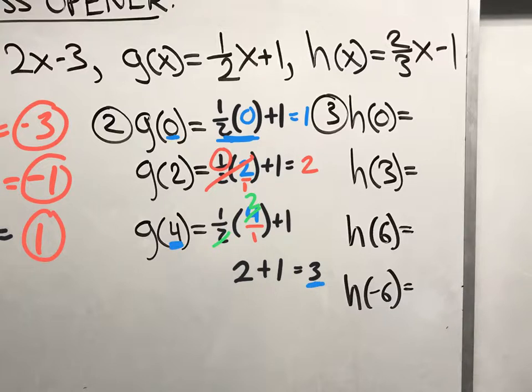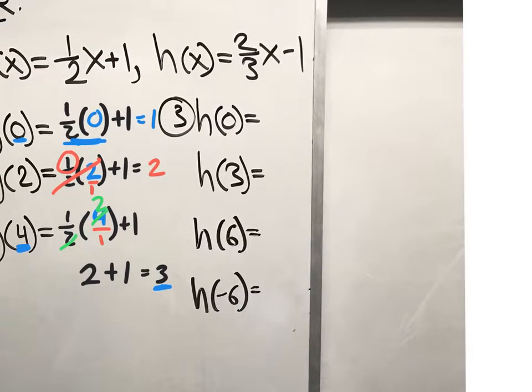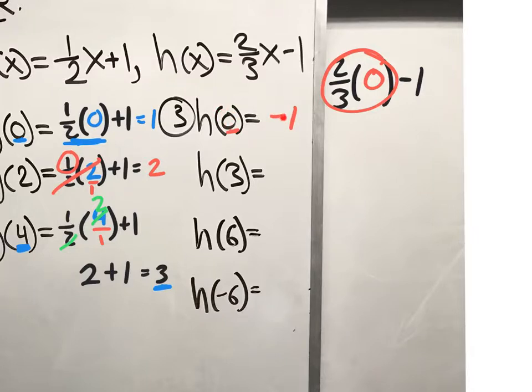Let's move on to this last one. H of x, and we're plugging in 0. So let me rewrite h of x, but with parentheses instead of x. There it is. And I'm plugging in 0. 0 is the easiest number to plug in to any function because it cancels out whatever you're multiplying it by. So 2/3 times 0, that's just a big 0. And 0 minus 1 will just give you a negative 1. So for my input of 0, my output is negative 1. My x value of 0, my y value is negative 1. So that's a coordinate, technically 0, negative 1.